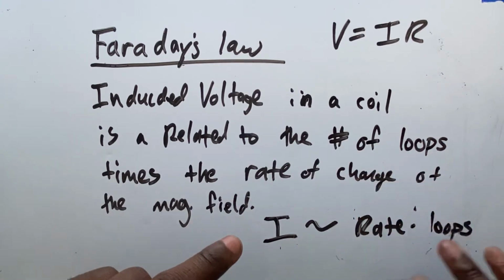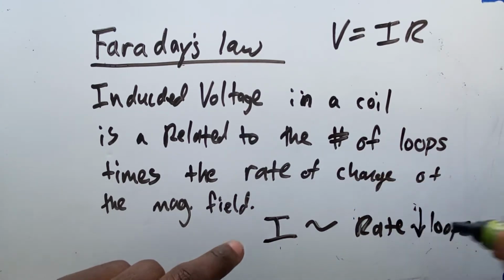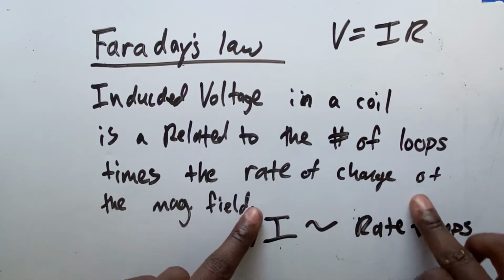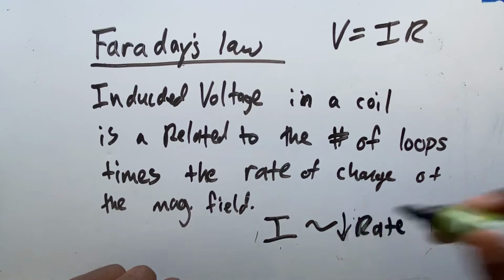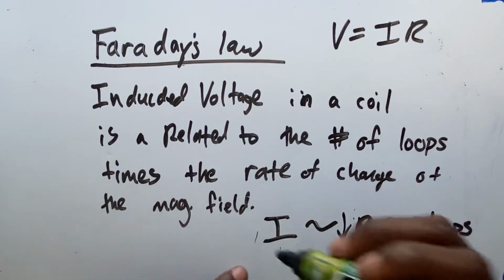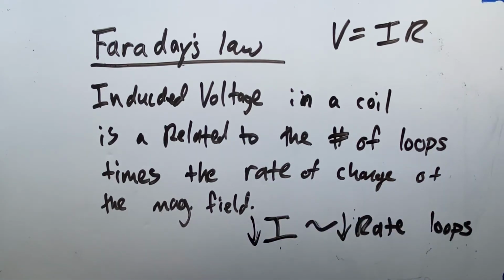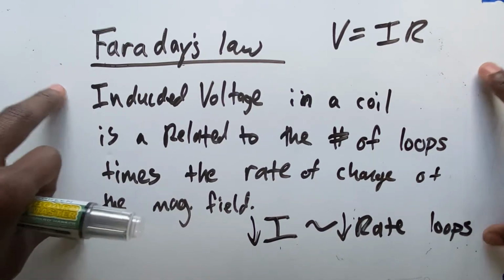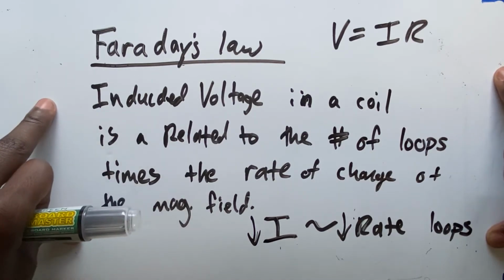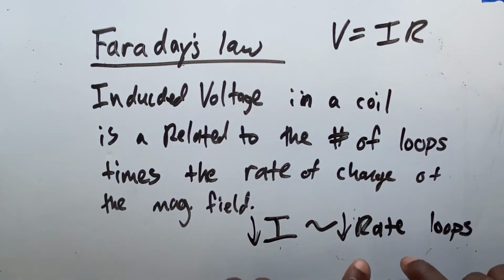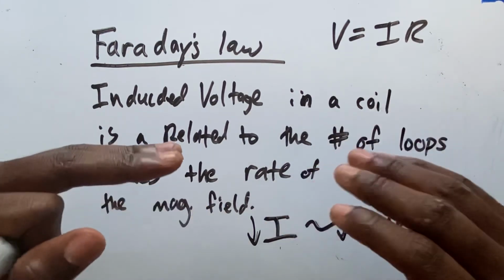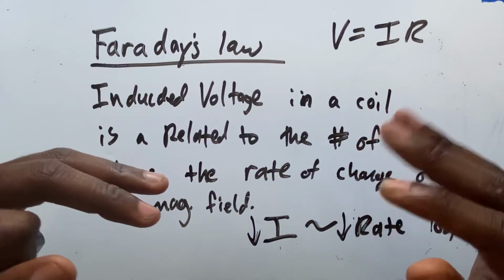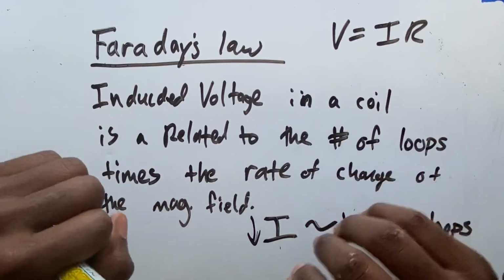Same thing happens if you decrease the loops, then that would decrease the current, right? Well, if you were to decrease the rate, then of course the current would also decrease. So that's basically all you need to know about Faraday's law right there in a nutshell. It's basically changing a magnetic field near a wire induces a current in that wire.